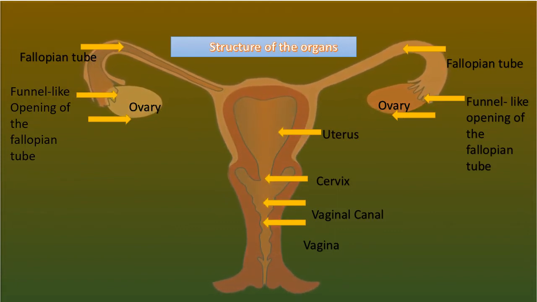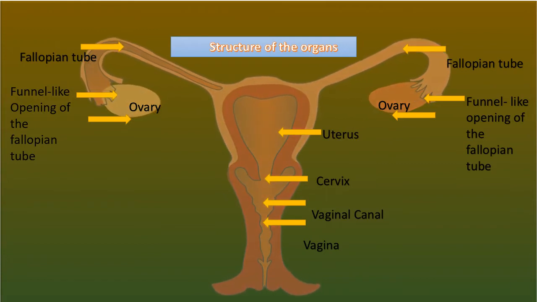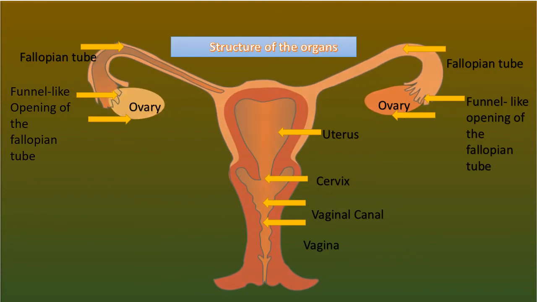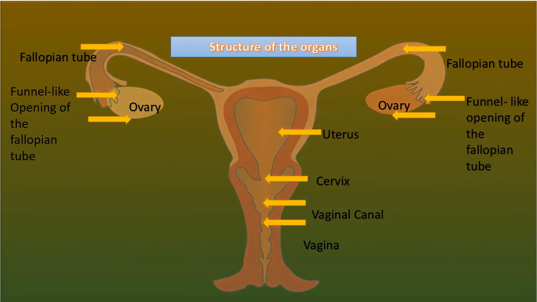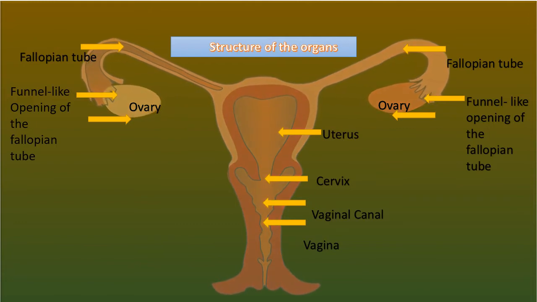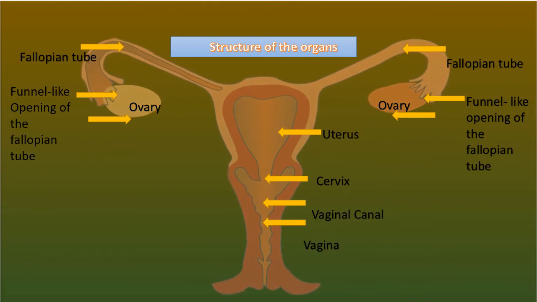You have one on the left side and you have one on the right side. Now the ovary has an oval shape and it is around 3 to 4 centimeters long. Near to each ovary you find the funnel-like opening of the fallopian tube, and the mouth part of it is wide enough, and you realize that the ovary is attached on each side. It is attached to the mouth part of the fallopian tube.